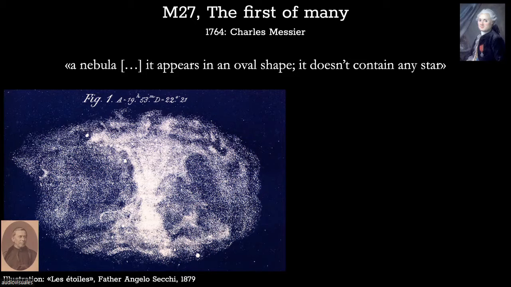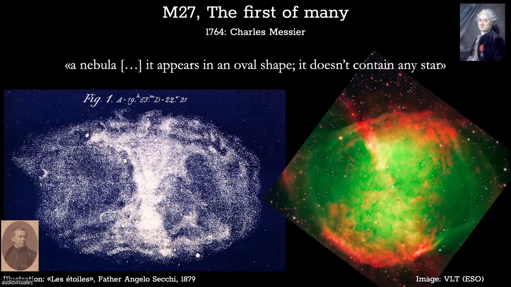This is an illustration, rather, by Father Angelo Secchi, about 100 years after the discovery by Messier, and we see this nebula. This is the image of this nebula that we are most used to nowadays, as seen by the Very Large Telescope at ESO. This nebula, 18 years after its discovery, attracted the attention of two musician siblings turned to astronomy, who would revolutionize astronomy.